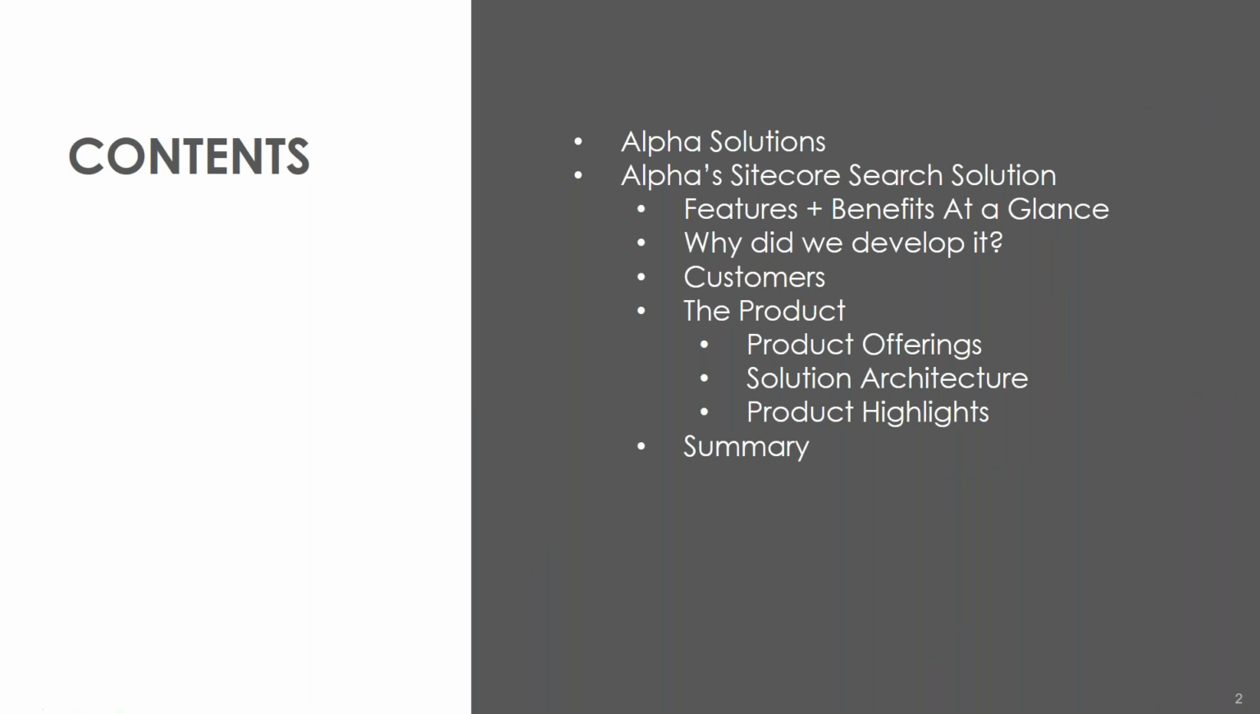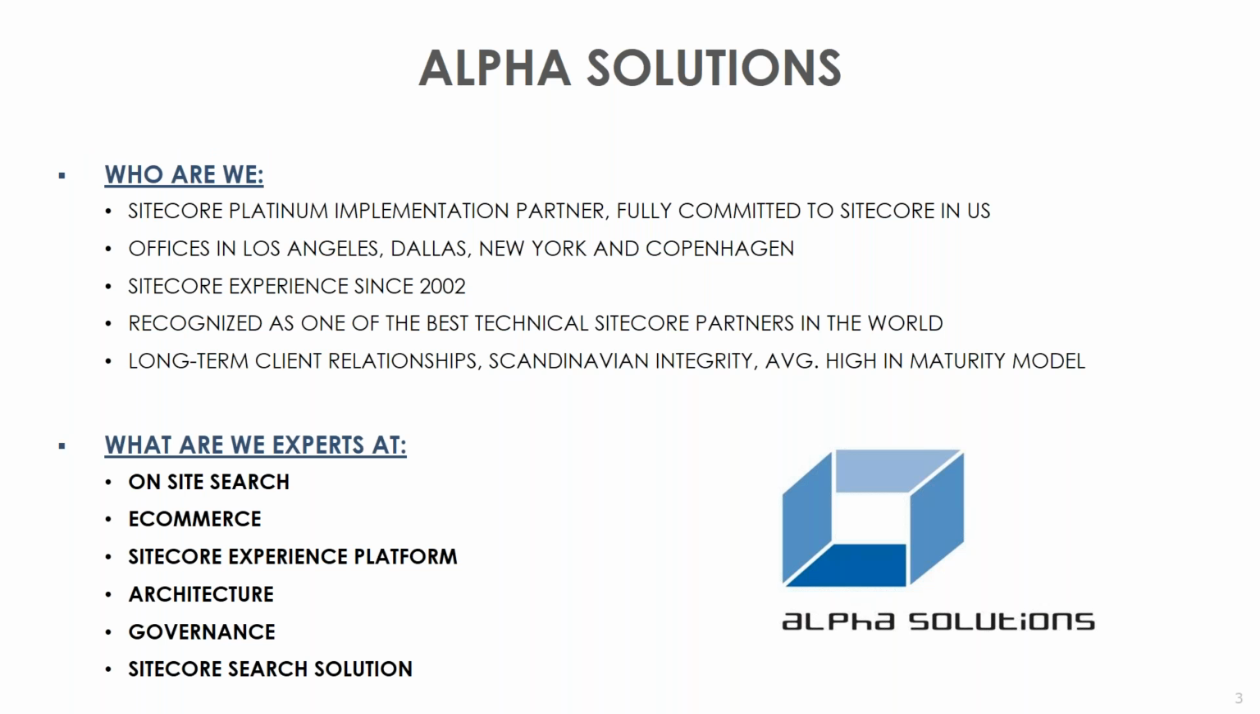All right, so as I mentioned, we're going to go through Alpha Solutions, the search solution features and benefits, and why we built it, also some customers, and the key offerings and product highlights. So Alpha Solutions, we are a Sitecore Platinum implementation partner, and we've been working on Sitecore pretty much since Sitecore opened the doors for partners back in Copenhagen. And today our offices are in Los Angeles, Dallas, New York, and Copenhagen.